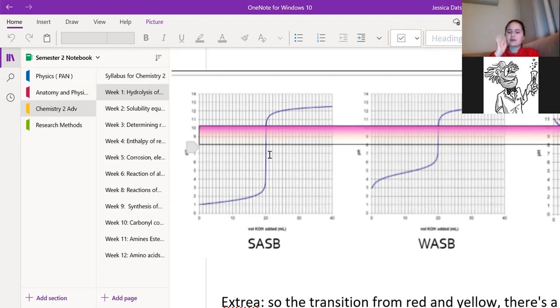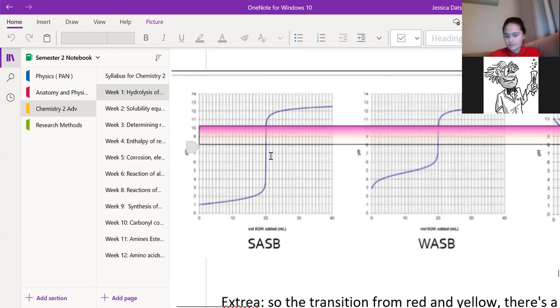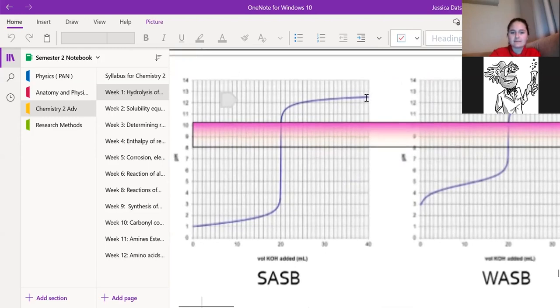So let's just say strong acid, strong base. Your first dot point is going to be long vertical climb. Second dot point is going to be the center or the middle is going to be a pH of 7. Third dot point is that the pH at the beginning of the acid is going to be 1, and the pH of the base is going to be 13.